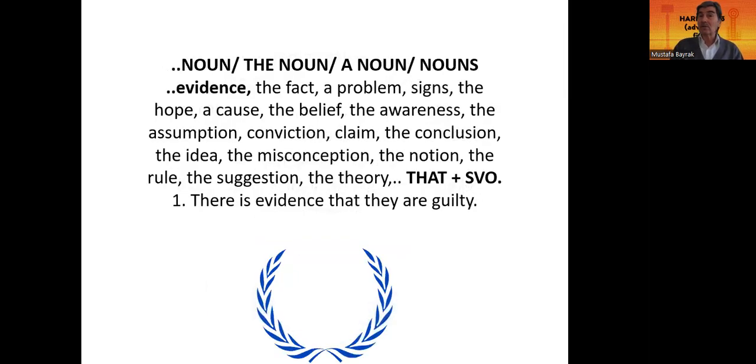Okay, noun or the noun, or a noun or nouns. That, okay, for example, there is evidence that they are guilty. Or there is another word, for example, there are clues that they are guilty. There is a clue, okay? There is one clue that they are guilty. Or there are three clues that they are guilty. Okay.